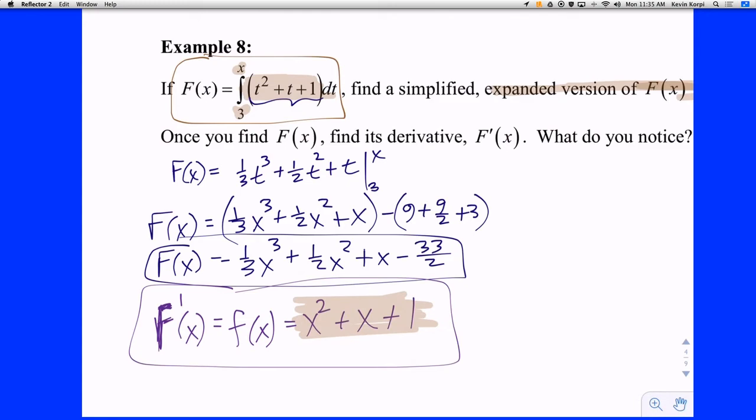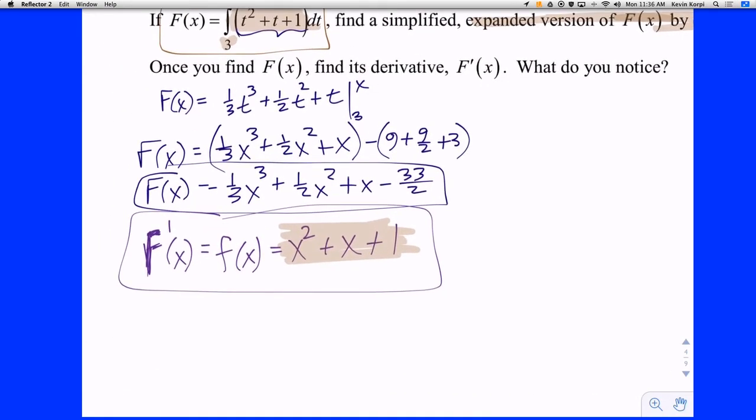Is it surprising to you that we started with t squared plus t plus 1, we integrated it, picked up a constant, and took the derivative of that and ended up right back where we started? It shouldn't, if you know what the fundamental theorem of calculus is about. Remember, the derivative is essentially a division process, and the integral is essentially a multiplication process, and they are inverses of each other. So we did end up right where we started.